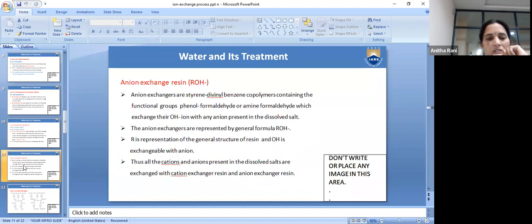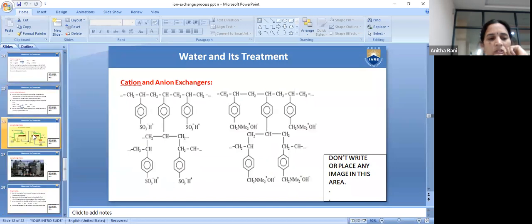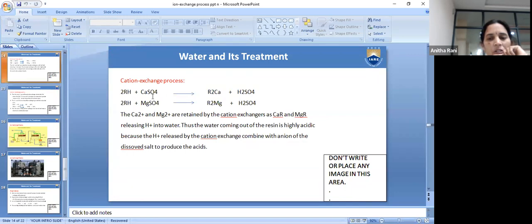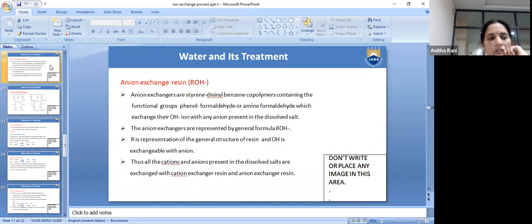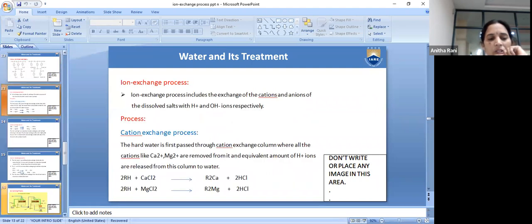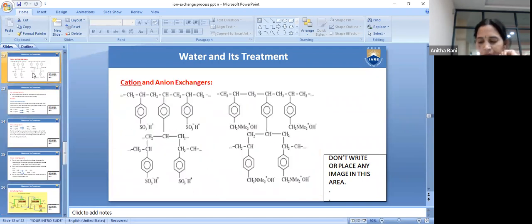Next is anion exchange resin; tomorrow we'll discuss this one. This is the diagram for the ion exchange process. We pass the hard water through the cation exchanger bed, so that exchange of cations like Ca2+ with H+ takes place. We get R2Ca plus H2SO4. Don't worry, we will discuss this slowly tomorrow. After discussing anion exchange resin, I will discuss the process with the diagram. So tomorrow you have to listen to this class.